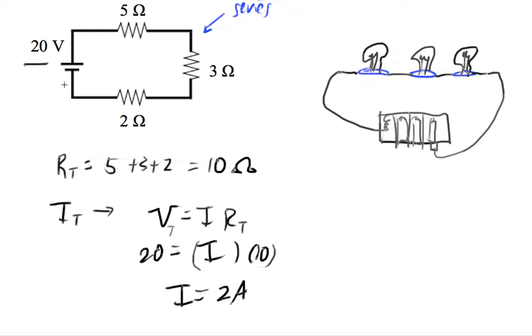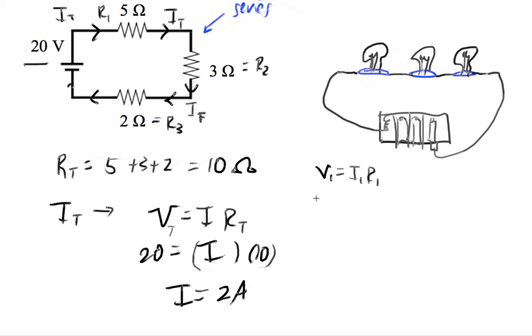Now what we can do is look at, I'll call this R1, I'll call this R2, and this R3, and we can look at the voltage across each resistor. So V1 equals I1 times R1. And the thing about current is, think of it as cars or traffic. This current never changes through a loop. So this I total goes through the whole circuit all the time. It's just the traffic, the amount of charge per second going through the circuit.